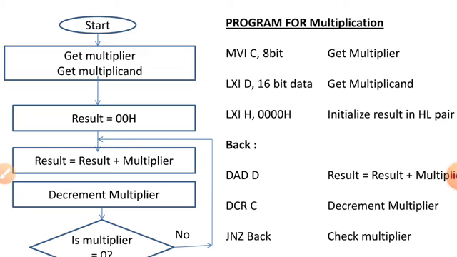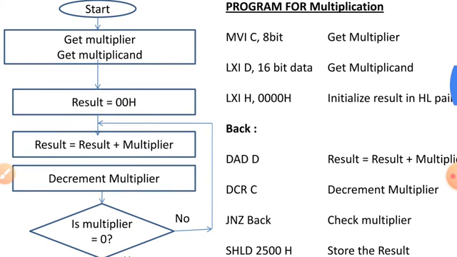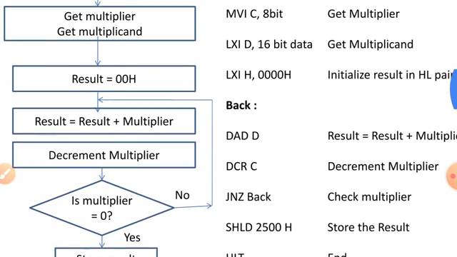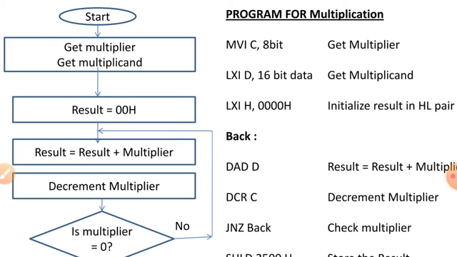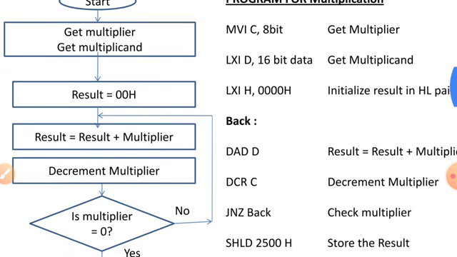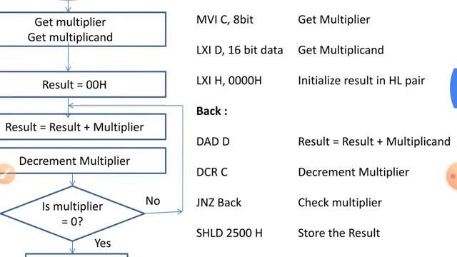Whatever the multiplier value is, it is first stored in the C register. The C register is used for storing the multiplier, and the multiplicand is stored in the 16-bit DE register pair. Why has 16-bit been used? Because whenever we multiply an 8-bit number by an 8-bit number, it is possible that the result we get will be a 16-bit number. So why not put this multiplicand into a 16-bit register? And then we initialize the HL pair with 0 0 0 0.